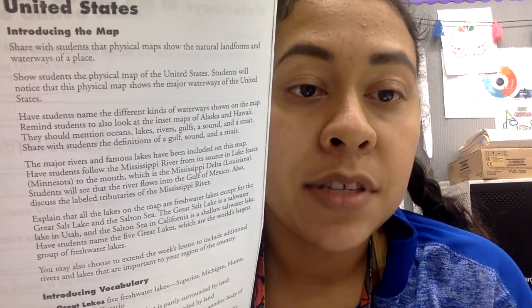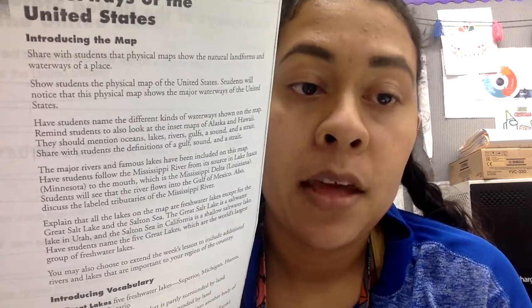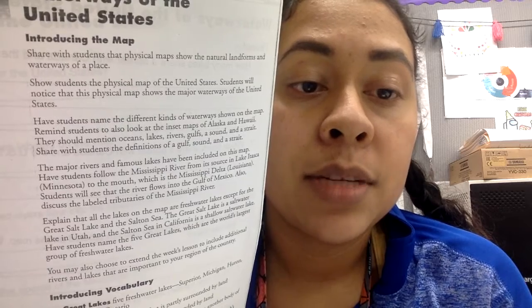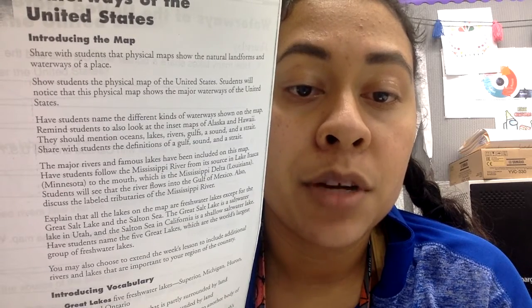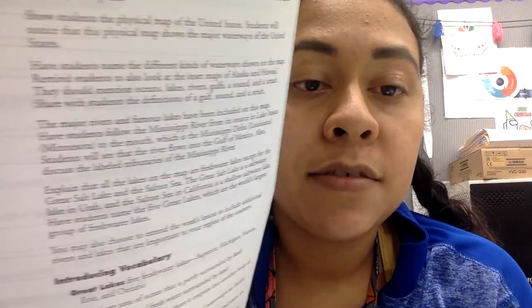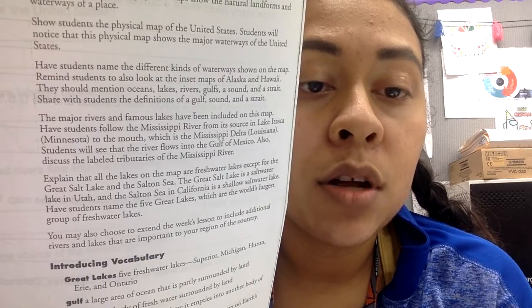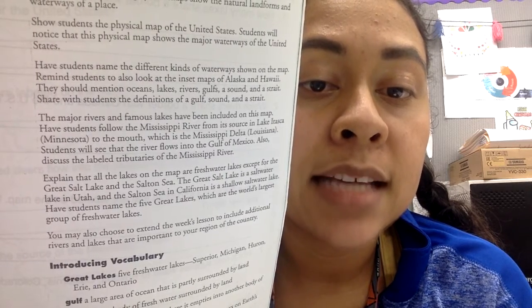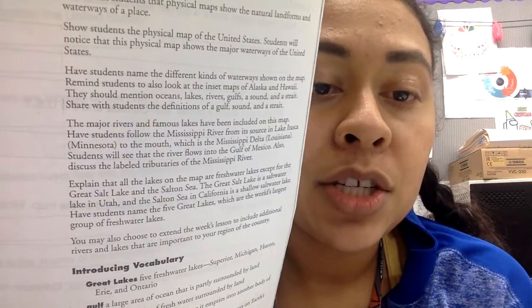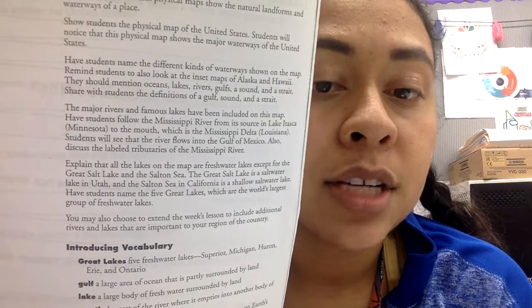Share with students that physical maps show the natural landforms and waterways of a place. Show students the physical map of the United States. Students will notice that the physical map shows the major waterways of the United States. Have students name the different kinds of waterways shown on the map. Remind students to also look at the inset maps of Alaska and Hawaii. They should mention oceans, lakes, rivers, gulfs, a sound, and a strait.